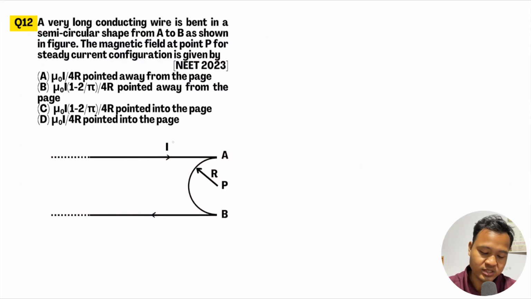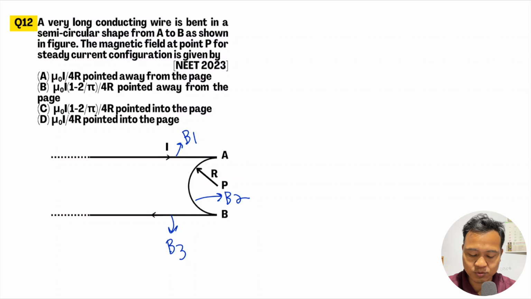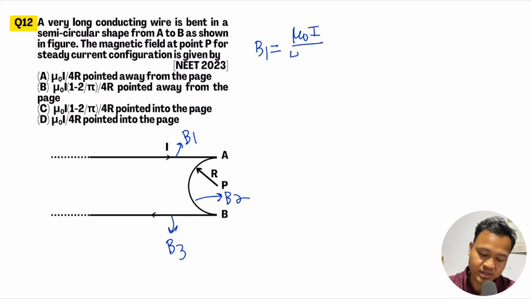Okay. So let's say due to this part is B1. Due to the semicircular part is B2. Due to this is B3. The net magnetic field at P is B1 plus B2 plus B3. B1 is mu naught I by 4 pi d. So current I by 4 pi into D, which is the wire's perpendicular distance R. So 4 pi R.